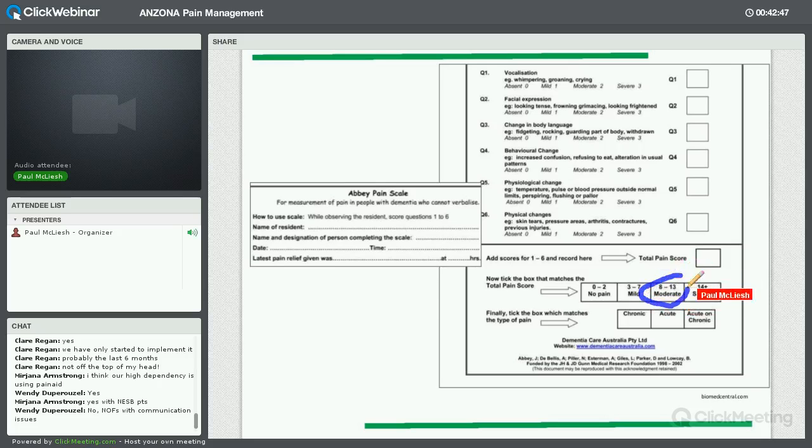So you give that a score for each of those sections, add up the total score, and if you end up with a score in the moderate range, then you treat that pain, and then come back 20 minutes, half an hour later, and redo the assessment and see if it's changed.